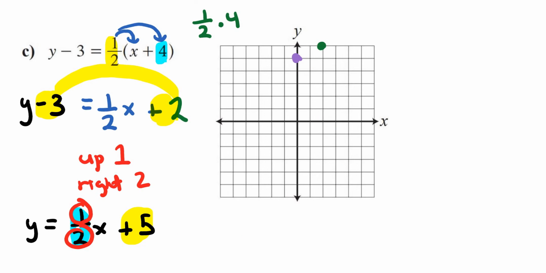And since I'm out of space, now I can go down 1 and over 2. So down 1 over 2, down 1 over 2. And then from there, I just connect the dots, and there's my graph. And that's it for question number 2, graphing some linear equations, very similar to graphing linear equations from Math 9.